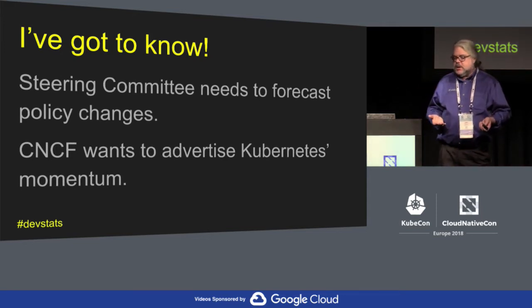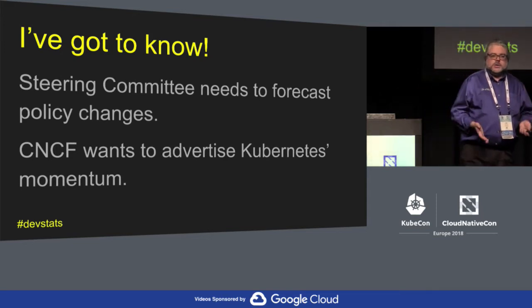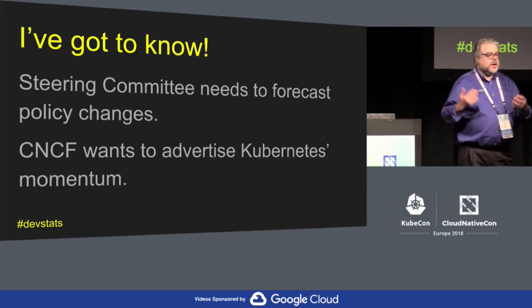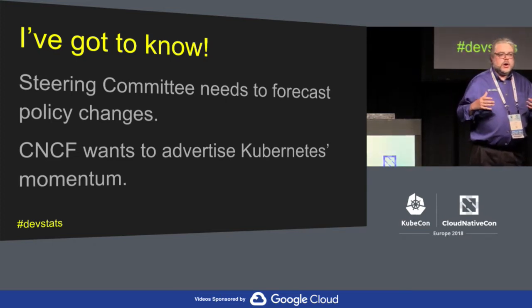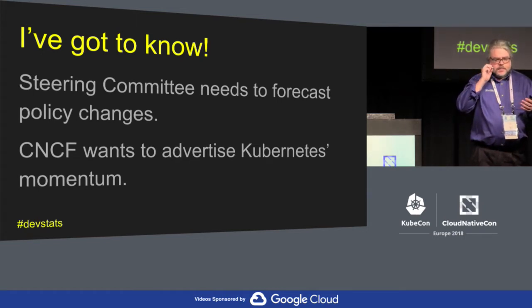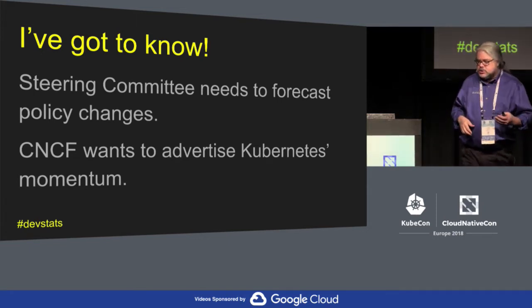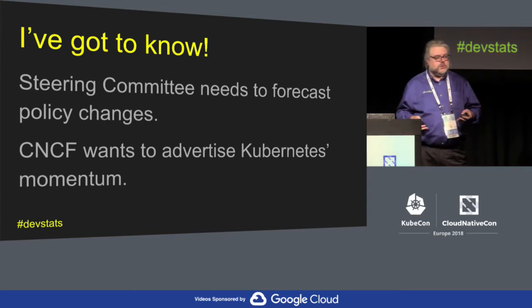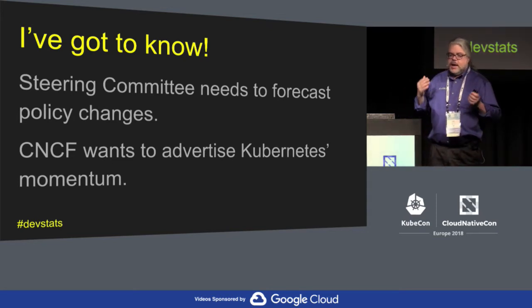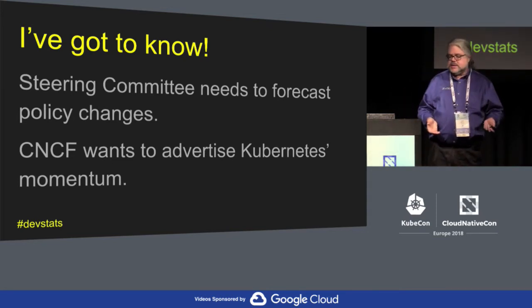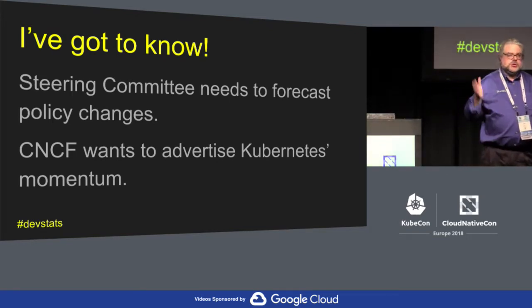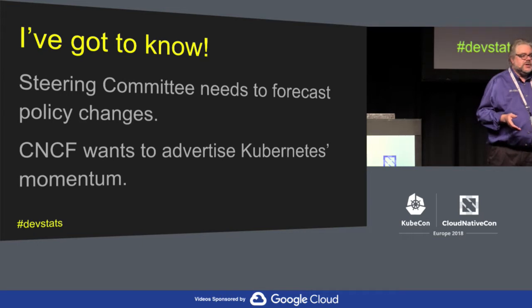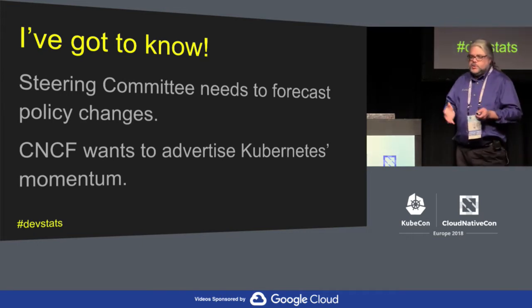The steering committee wants to look at some of the stats about how developers are doing things in order to get an idea how policy changes and changes to the way that we do things would affect our developers. And the folks at the CNCF want to advertise how well Kubernetes is doing and how big and how fast it is moving as a project. So we have all of these purposes for which we want developer stats.